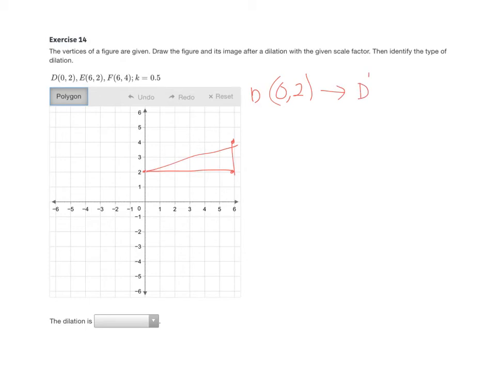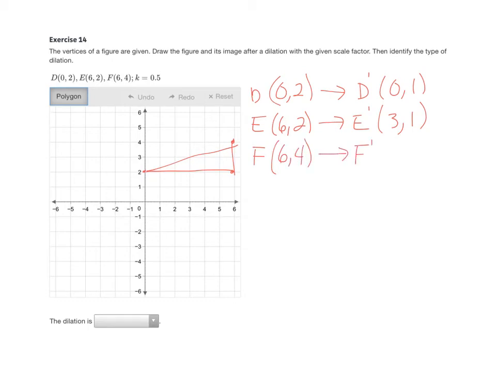This would be D prime, is going to be half of 0, which is still 0, half of 2, which is 1. E, which is 6, 2, would change into E prime, which is half of 6 is 3, half of 2 is 1. And then we have F, which is at 6, 4. And that would change into F prime. Half of 6 is 3, half of 4 is 2.